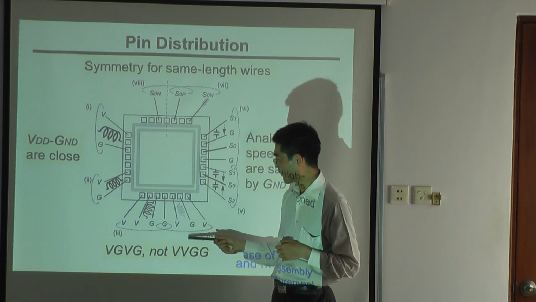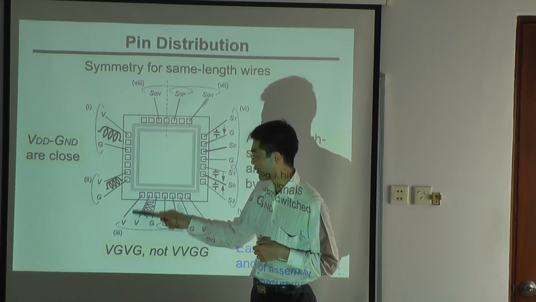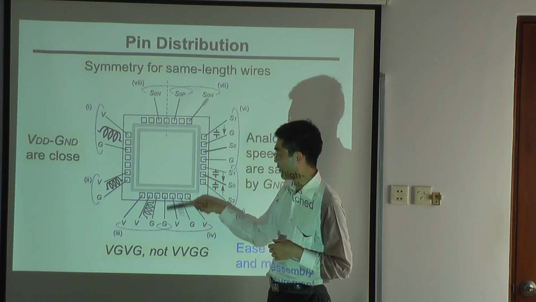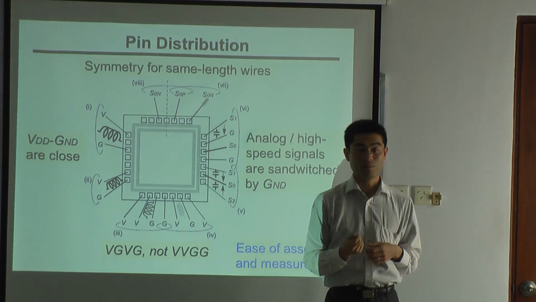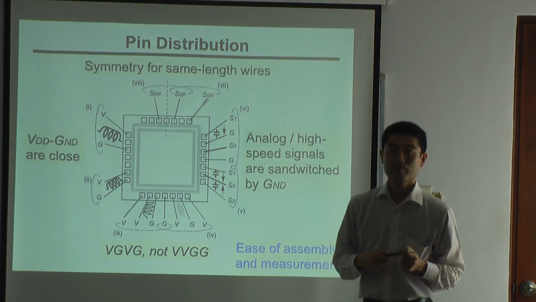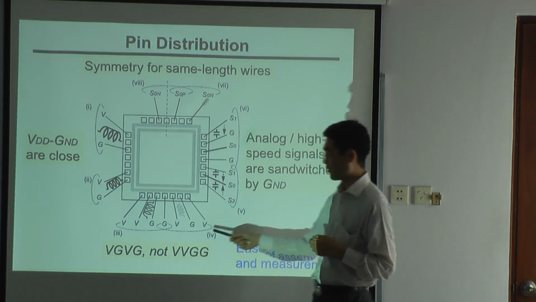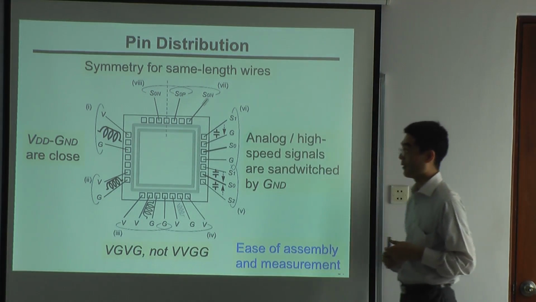Because VVGG means there is one big loop here, but VGVG means there are parallel connected loops. So you will have smaller inductance, and smaller inductance means smaller noise. So VGVG is better than VVGG.